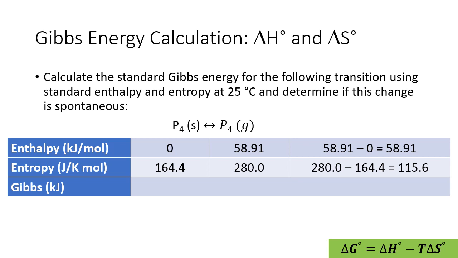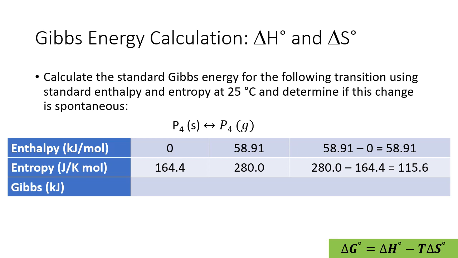Here we go. 58.91 minus 0 is 58.91. 280 minus 164.4 is 115.6. So at this point, we're going to use the Gibbs energy equation. We have our delta H, we have our delta S. What is our temperature?